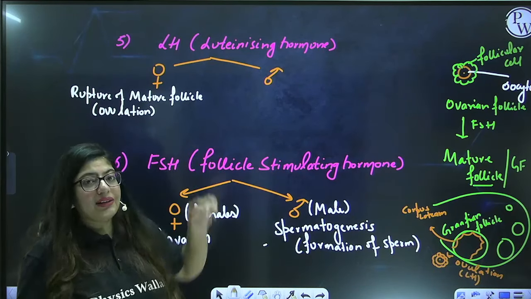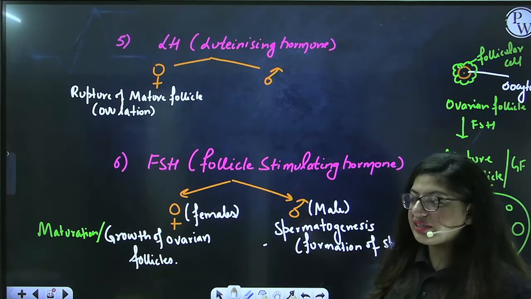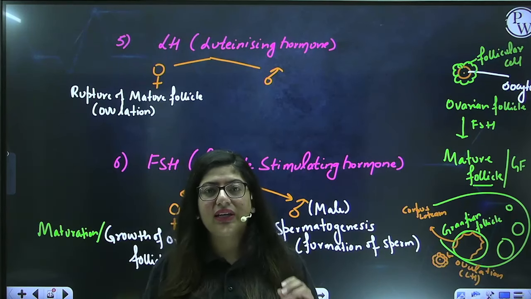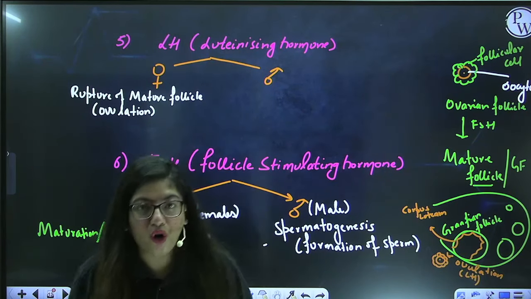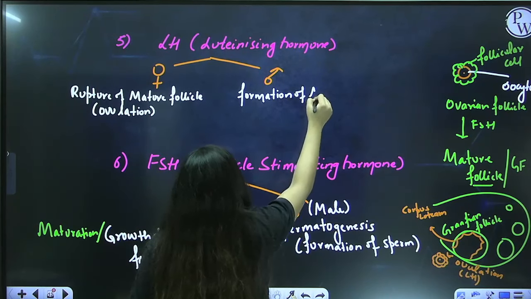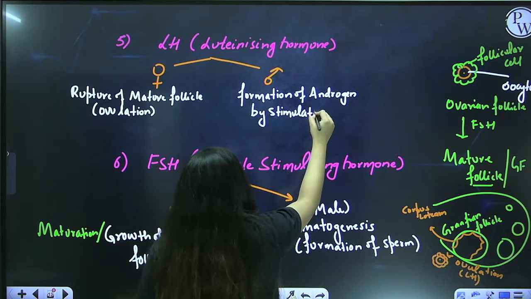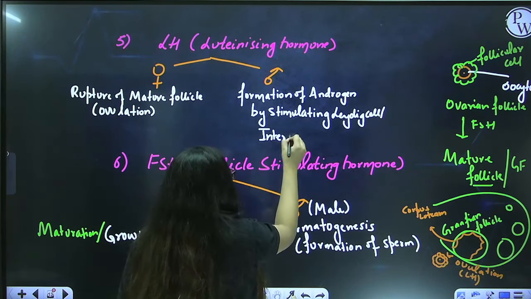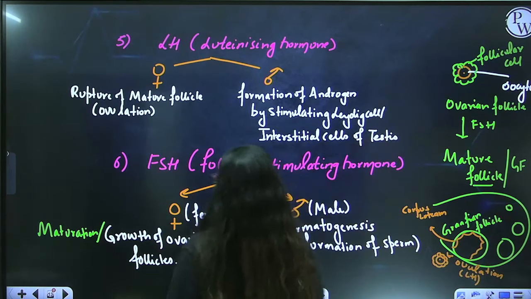Fine. Now in males, what does it do? It goes to a certain type of cells known as Leydig cells. They are present in testes only. Okay, what are testes? They are the male sexual organs. So testes have cells known as Leydig cells or interstitial cells. LH will bind to those cells and ask those cells to secrete the hormone androgen. So it will lead to the formation of androgen, by stimulating which cells? Leydig cells. So Leydig cells, or interstitial cells of testes, are the cells in the testes which secrete hormones. So that's the function performed by these two gonadotropins.